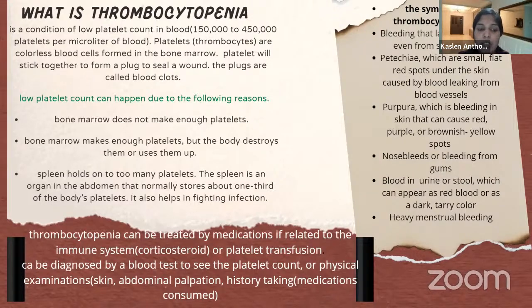Thrombocytopenia can be treated by medications if it is related to the immune system. So the medication that we will prescribe is corticosteroids, or platelet transfusion in a severe condition of thrombocytopenia.